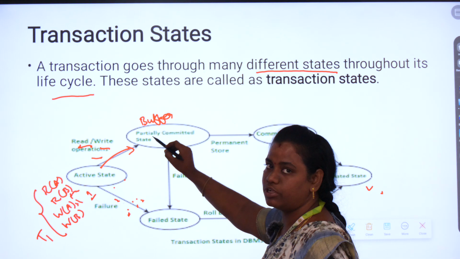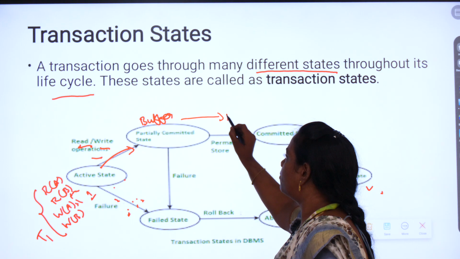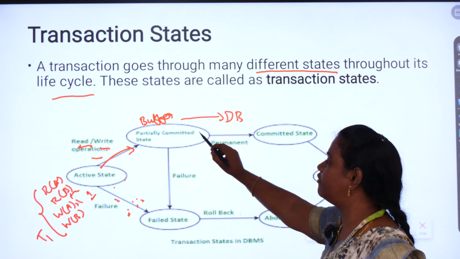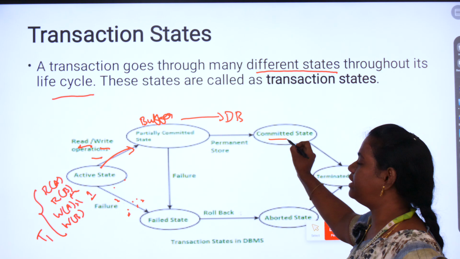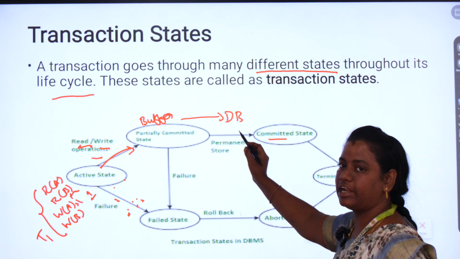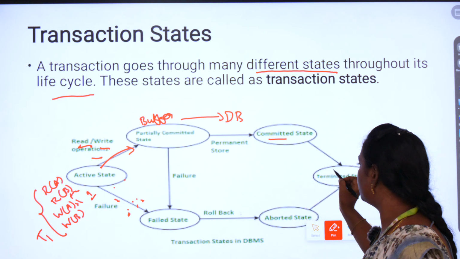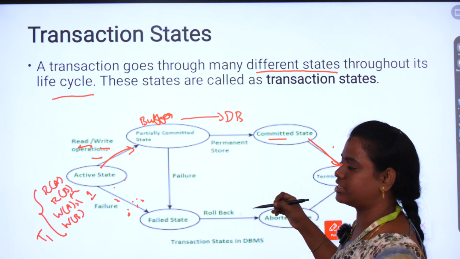After the data are stored in the buffer, we need to update the data into the database. That state is called the committed state. Once the data is updated into the database, it comes to the committed state. After updating the database, we stop the transaction. That is your terminated state. This is for every successful transaction.